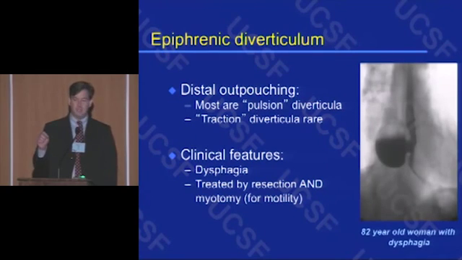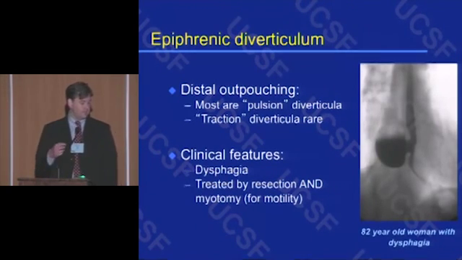The traction diverticulums are usually seen within the mid or lower esophagus. It's related to mediastinitis or infections like TB. Patients can present with dysphagia. They treat them, especially the pulsion diverticulums, when they resect it, and they treat it with myotomy for the motility issue.